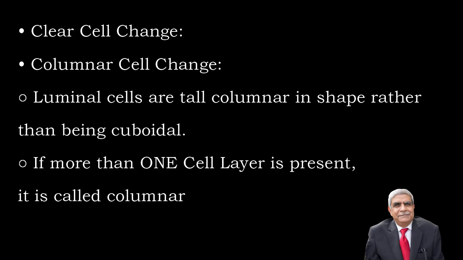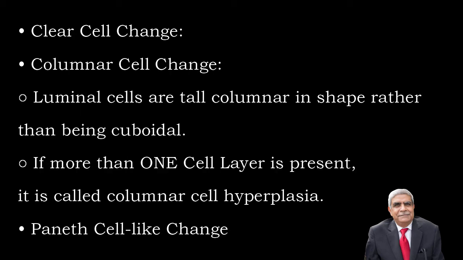Then there is clear cell change, then columnar cell change, and one thing I must mention is that luminal cells are tall columnar in shape rather than being cuboidal. If more than one cell layer is present, it is called columnar cell hyperplasia. Then Paneth cell-like change is also seen.